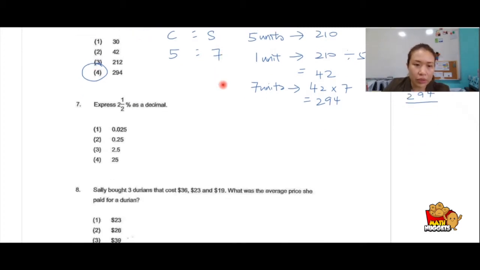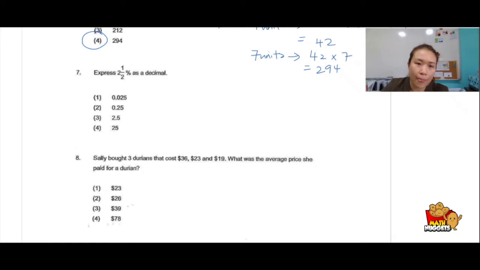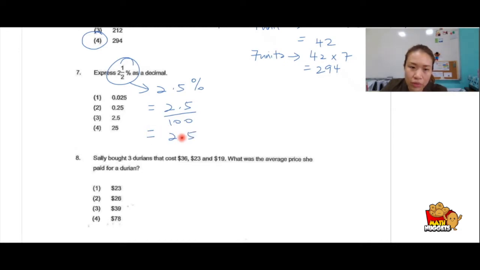Question 7. Express 2.5% as a decimal. So what's 2.5%? 2.5% is actually 2.5 out of 100. And what's 2.5 out of 100? It actually means 2.5 divided by 100. So if we shift our decimal point to the left 2 times, 1, 2. The answer is 0.025. Option 1.